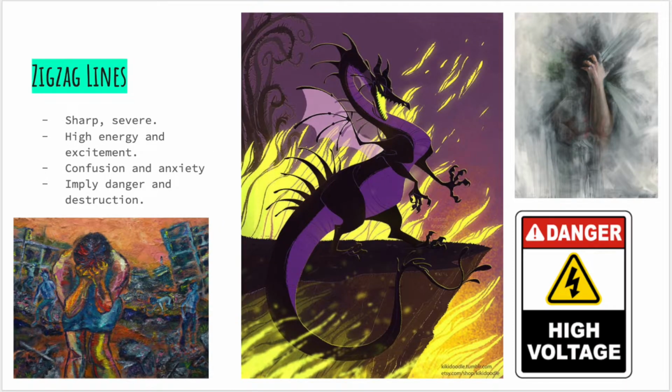Zigzag lines are very sharp and severe and have been used to convey energy, anxiety, and danger. Notice how the artists of the image on the left and the image at the far right both utilize zigzag lines as a way to emphasize the feeling of sadness and confusion amongst its subject matter. Also, the artist of the image in the middle utilizes zigzag format to imply that the dragon is dangerous.